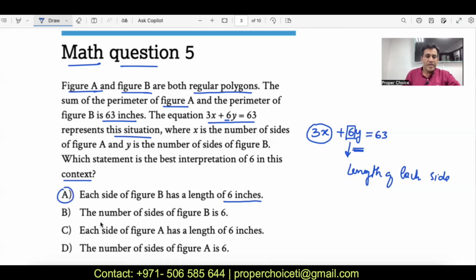Now, what about B? The number of sides of figure B is 6, which is wrong because they clearly said figure B has y number of sides. Option C says each side of figure A has a length of 6 inches. The question is about figure B, so that's not relevant. And again, the number of sides of figure A is 6, which is wrong. So the best choice is option A.